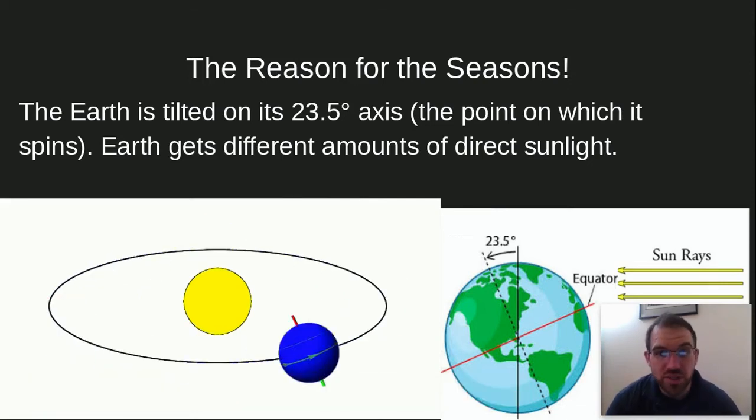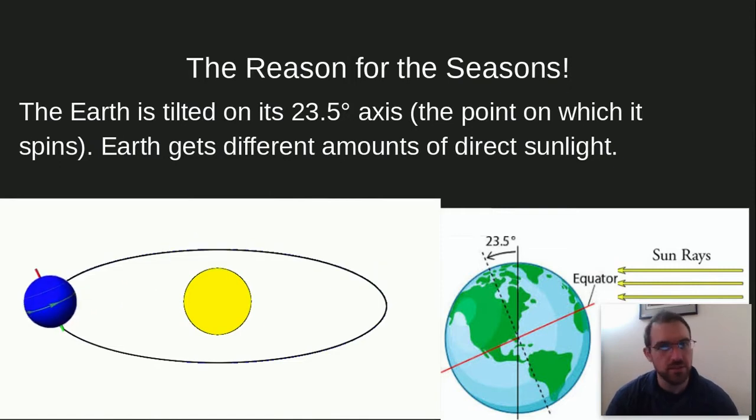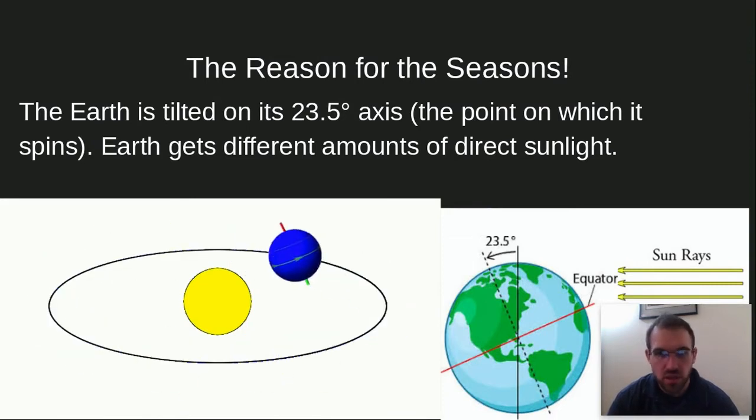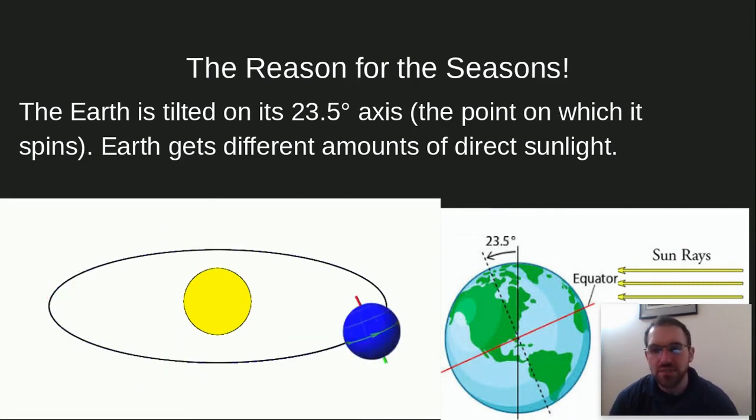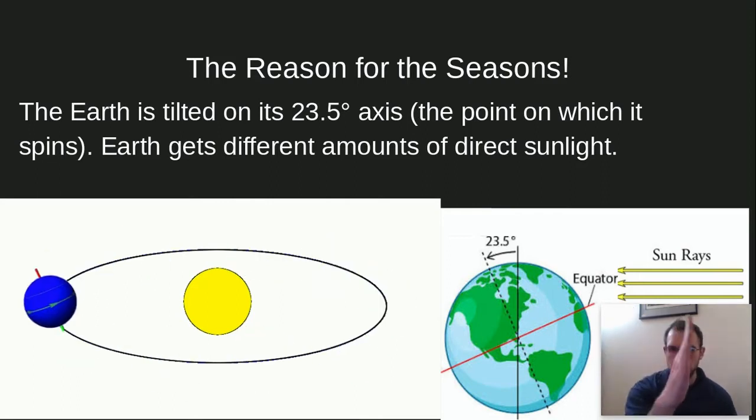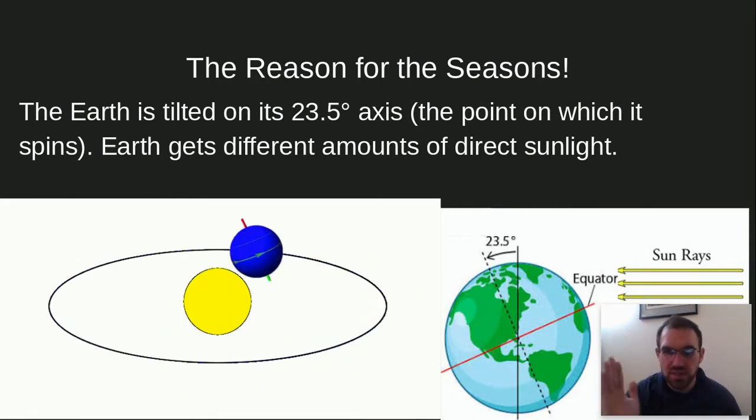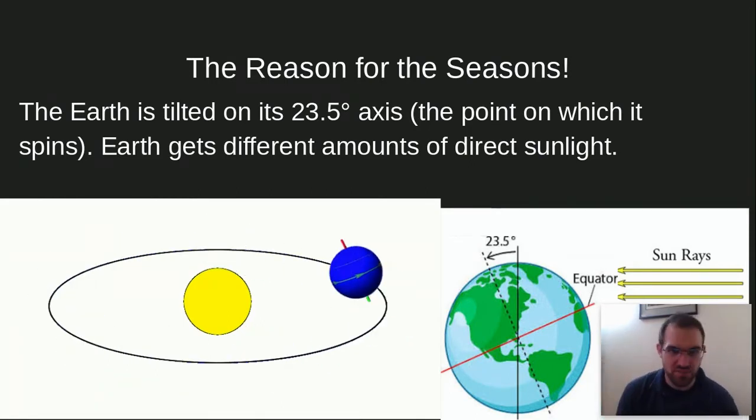So, what is the reason for the seasons? The reason for the seasons is that the Earth is tilted on its axis. It has a 23.5-degree axis, the point on which it spins. And because of that, Earth gets different amounts of direct sunlight. So it's not enough to say that the Earth spins on its axis to say that it has seasons. It has to be because it is tilted, right? Because of that, that's why we have seasons.